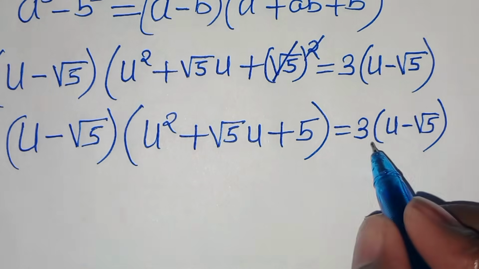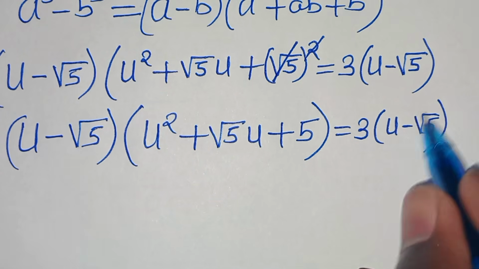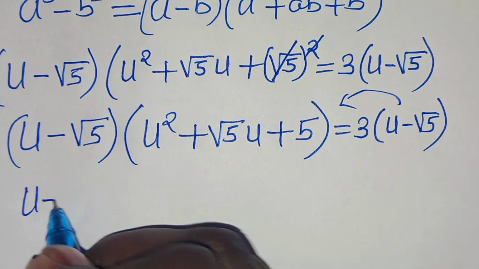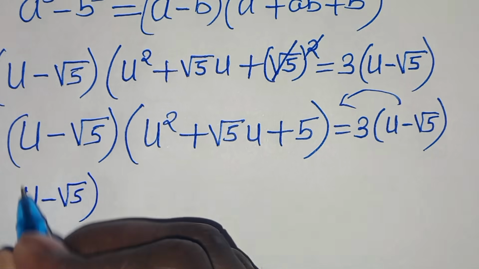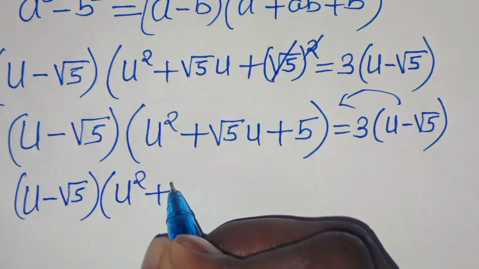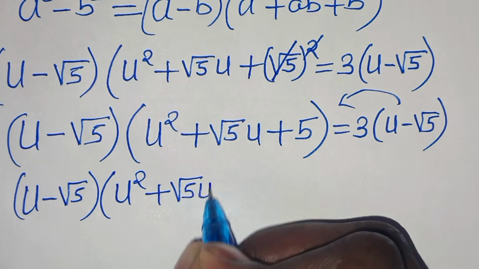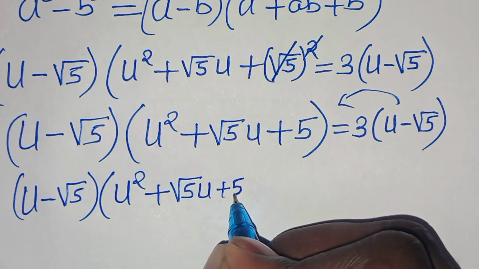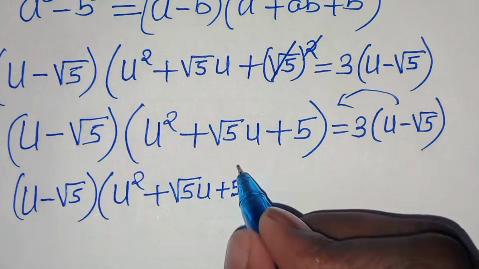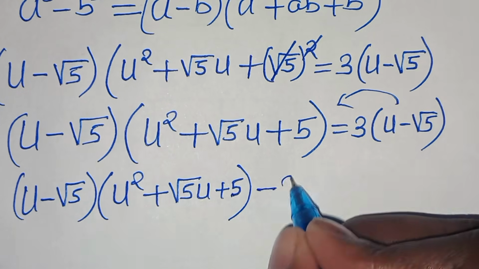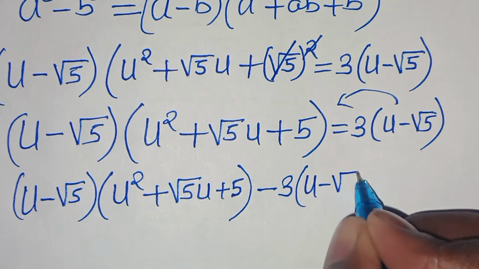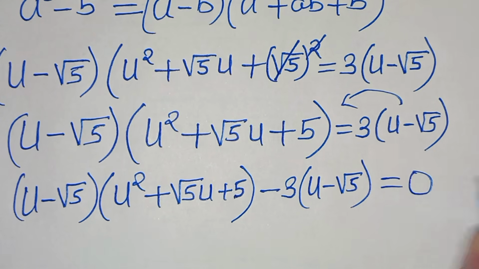Now let's take 3 into the parentheses u minus square root of 5 on the left hand side, so that we have u minus square root of 5 into the parentheses, u to the power of 2 plus root 5 u, then plus 5, minus 3 into the parentheses u minus square root of 5. This is equal to 0.